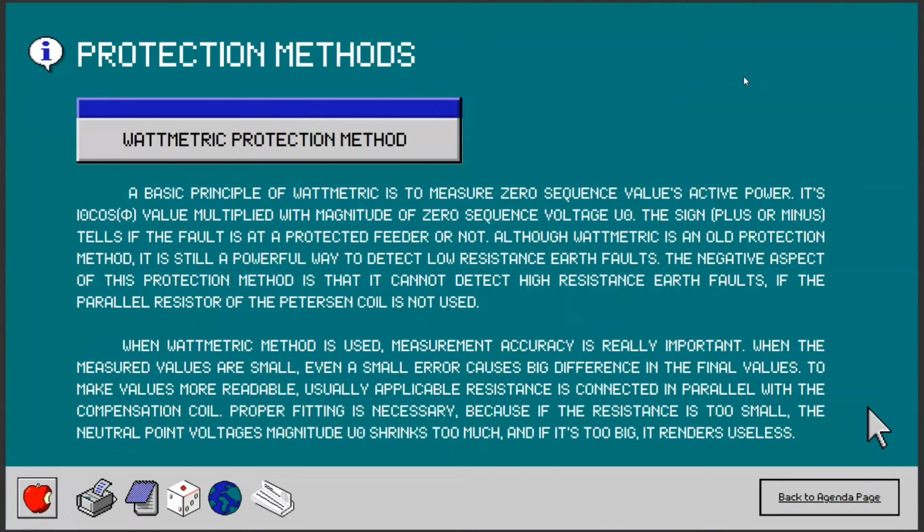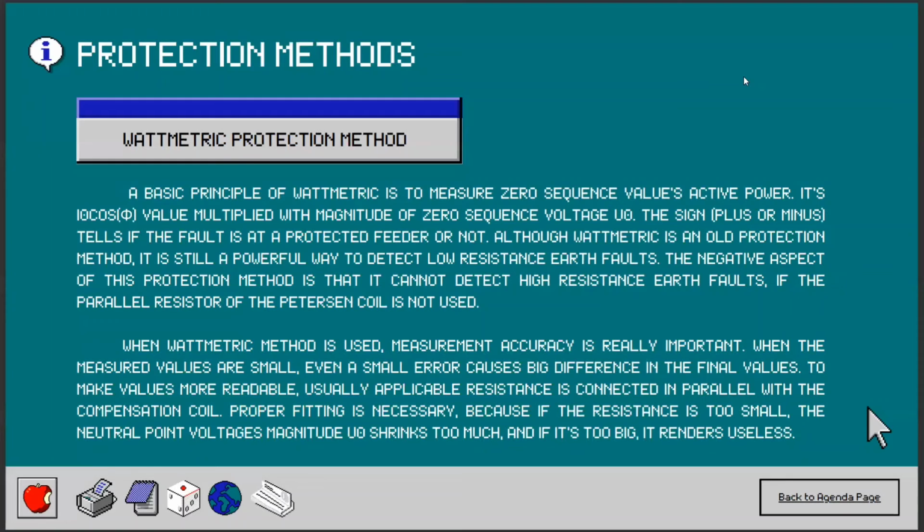Next, wattmeter protection method. A basic principle of watt metric is to measure zero sequence values' active power. It is the I theta cosine value multiplied with the magnitude of zero sequence voltage V theta. The sign, plus or minus, tells if the fault is at the protected feeder or not.